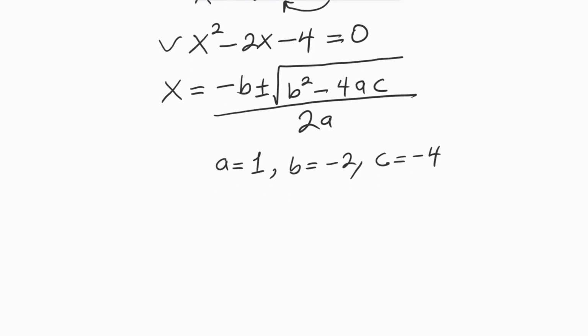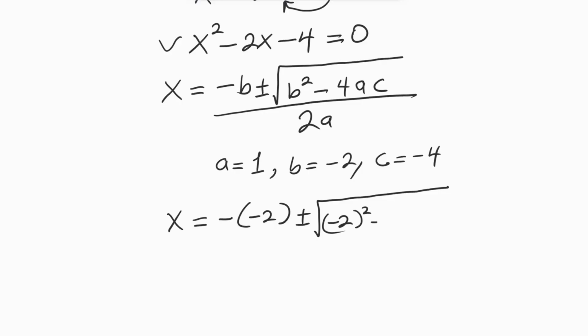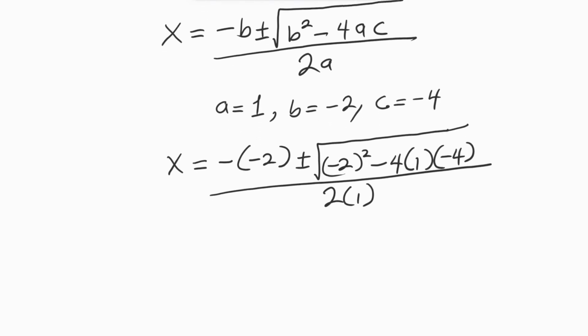Now, let's impute these values into the equation. Everywhere we find a, we impute 1. Wherever we find b, we'll put minus 2. Wherever we see c, we'll put minus 4. So now we have x is equal to minus minus 2 plus or minus the square root of minus 2 squared minus 4 times 1 times c, our c is minus 4, all over 2 times 1.